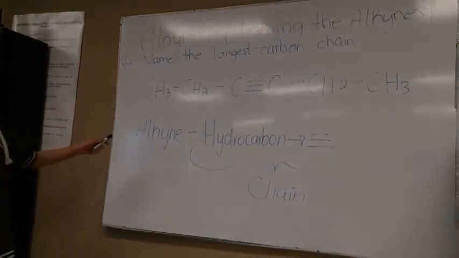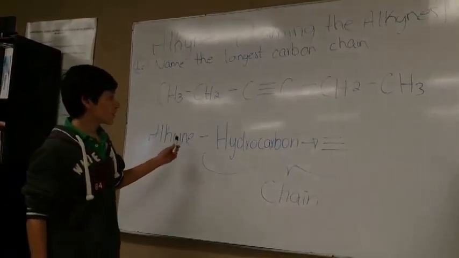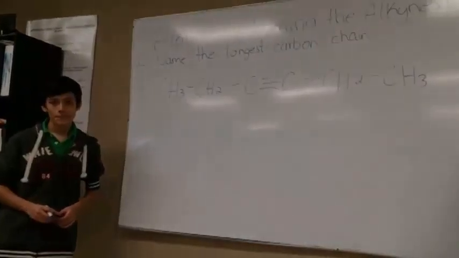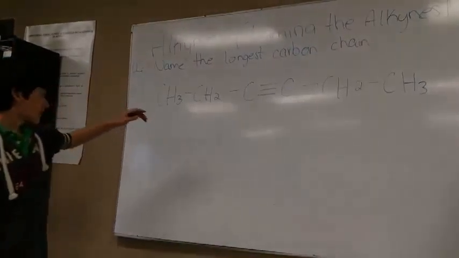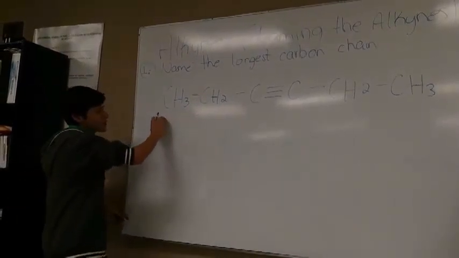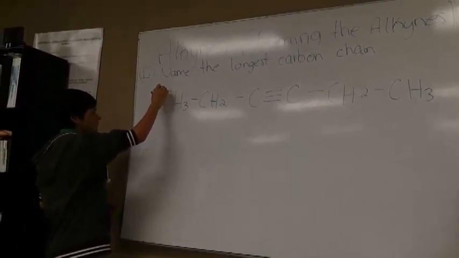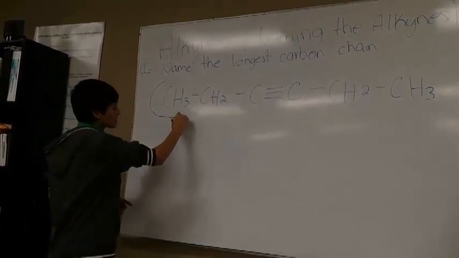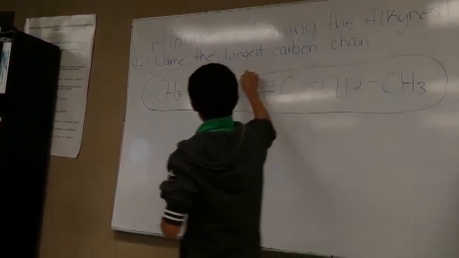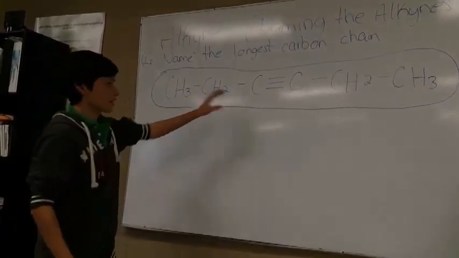I'm going to talk about alkynes. An alkyne is a hydrocarbon that contains at least one triple bond inside of the main chain. So the first step for naming an alkyne is to name the longest carbon chain. As you can see here, it contains different hydrocarbon compounds. So what you need to do is circle the longest chain. As we don't have any alkyl groups, we just circle this. So this is basically the longest chain.